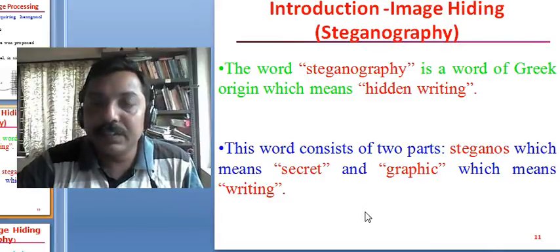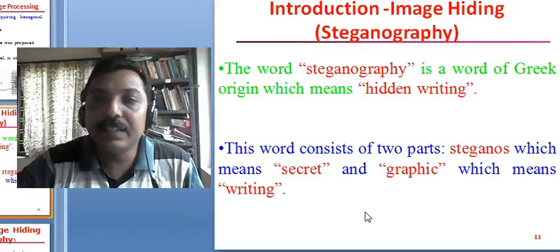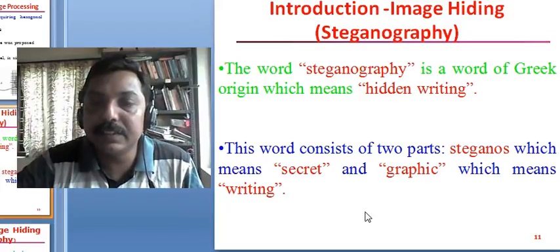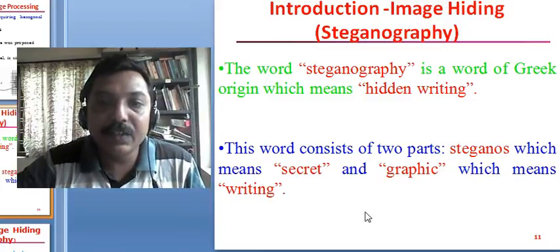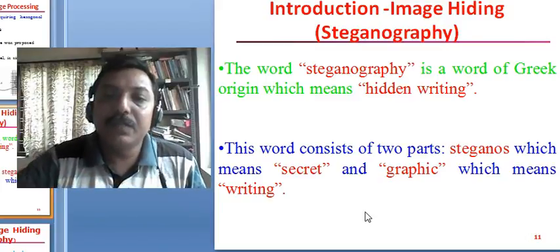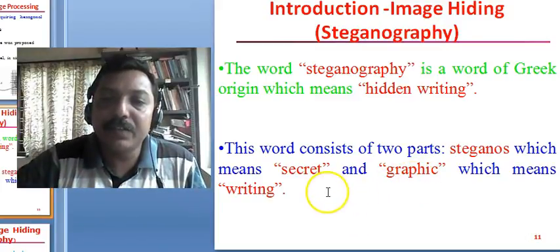Now, this is about hexagonal image processing. And now let us see some introduction about image hiding or steganography. The word steganography is a word of Greek origin which means hidden writing. And this word consists of two parts, steganos, which means secret, and graphic, which means writing.